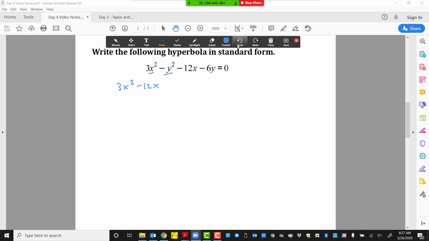And then now we'll group the y's. So minus y squared minus 6y equals 0. Here's our setup for this hyperbola in standard form. From this point on, it looks very similar to when we did it for ellipses and circles. So we're going to start by pulling out any common factors from these groupings. So we'll pull out the 3 there.